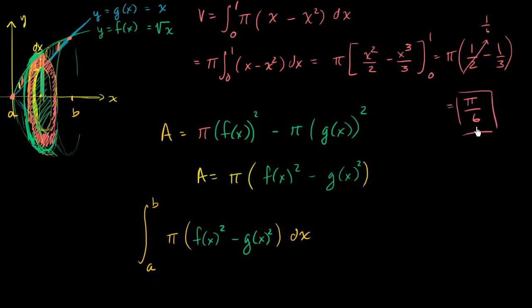That's because we did the exact same thing that we did in the last video. We just conceptualized it a little bit differently. We generalized it in terms of f of x and g of x, and we essentially conceptualized it as a washer, as opposed to doing the disk method for an outer shape and an inner shape like we did in the last video.